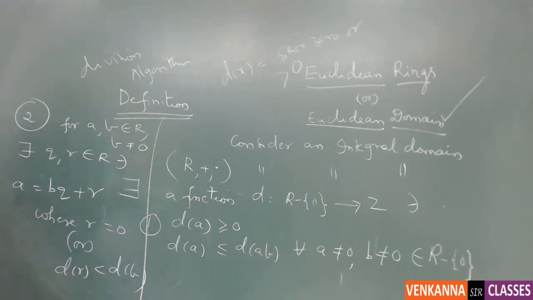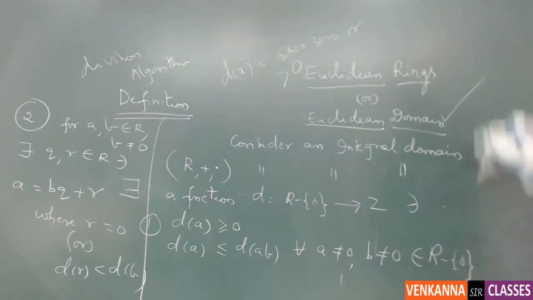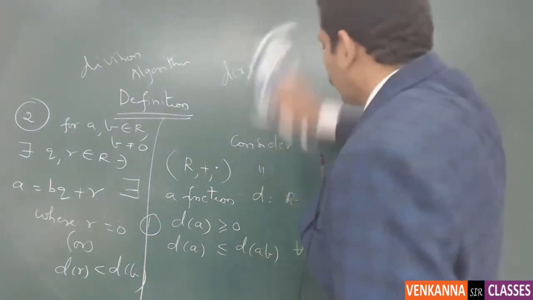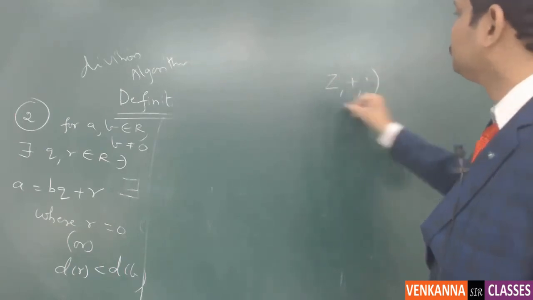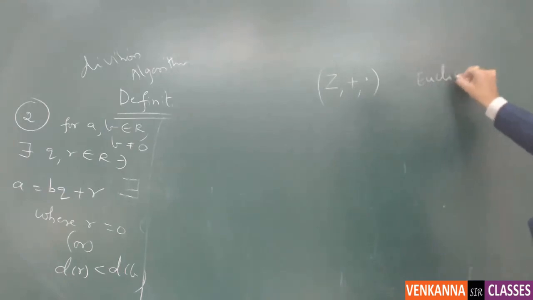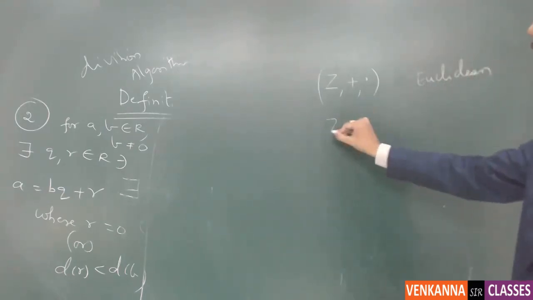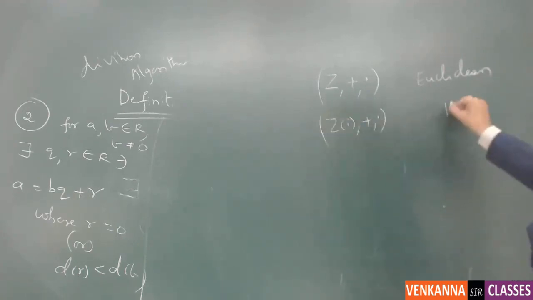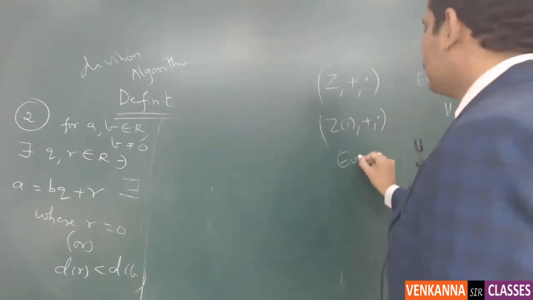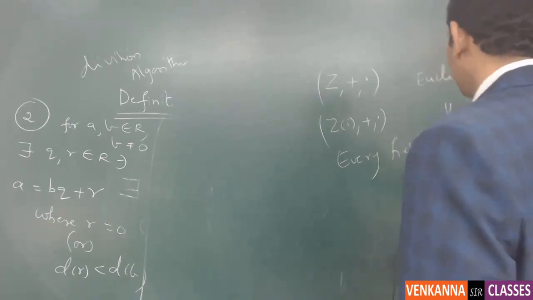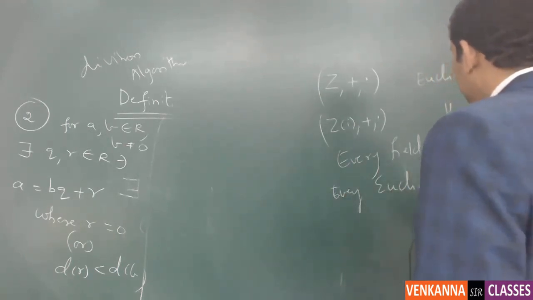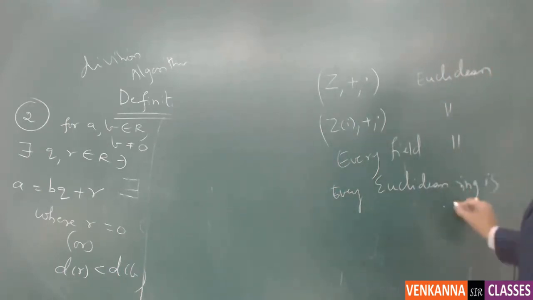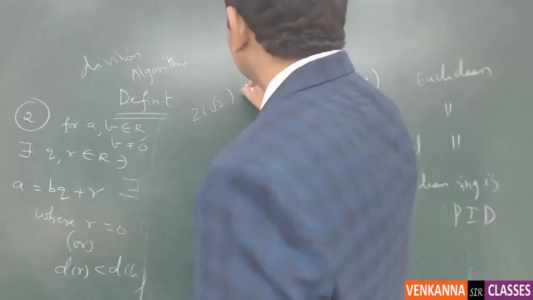So here we can have one more thing, that there are a lot of questions posed on Euclidean domain. Some of them we will discuss in the class session. So one thing is, we know the integers Z plus dot is an Euclidean ring or Euclidean domain, you can call it as. The Gaussian integers is an Euclidean domain. Every field is Euclidean ring. Every Euclidean ring is a principal ideal domain. And you have the Z of root 2 is also Euclidean domain.